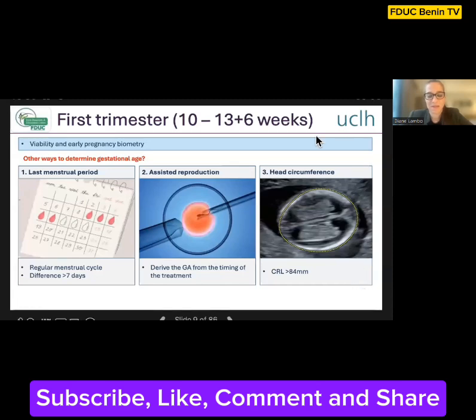When the CRL is greater than 84 millimeters, this implies a pregnancy that is more than 13 plus 6 weeks, in which case you use the head circumference, as shown here with the ellipse, in order to determine the gestational age. And this has been thought to be more reliable than using the biparietal diameter alone.